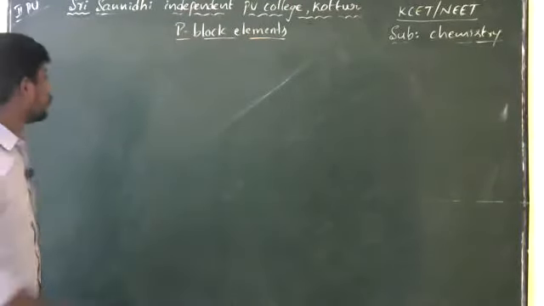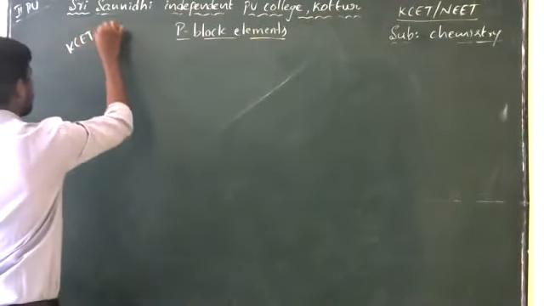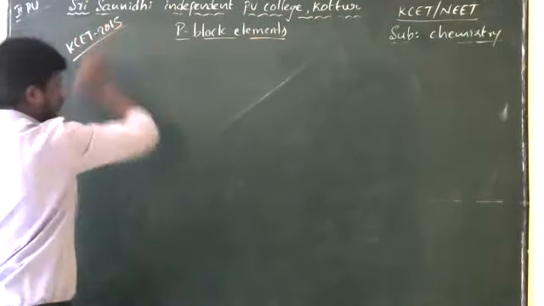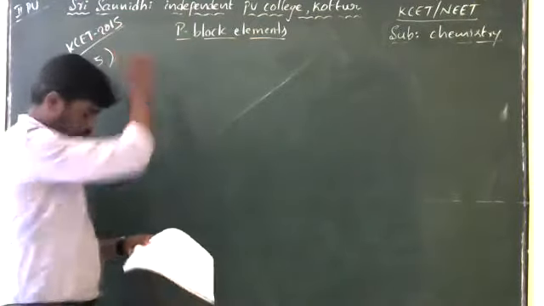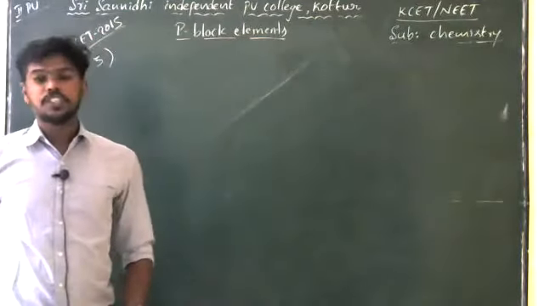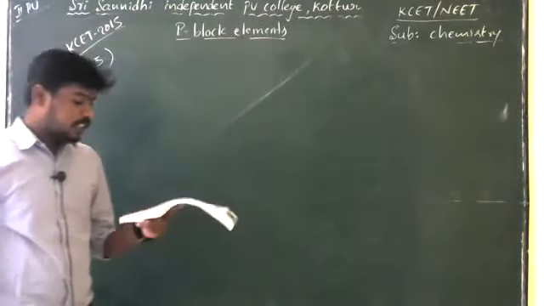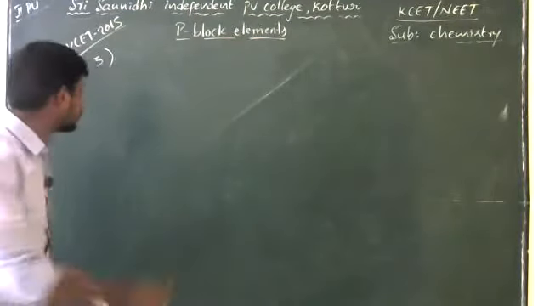Right. So we will move to the next questions. The KCET 2015 question. So here is question number 5. The aqueous solution of the following salt will have the lowest pH. So here the salts are given.